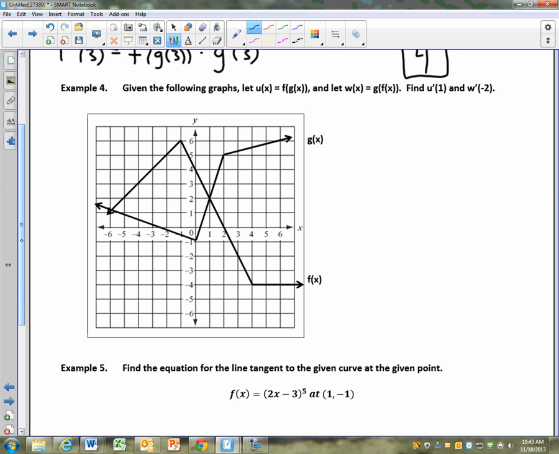Now we have a graph. It says, given the following graphs, u of x is f of g of x, and w of x is g of f of x. It says find u prime and find w prime. And I have my 2 graphs right here.